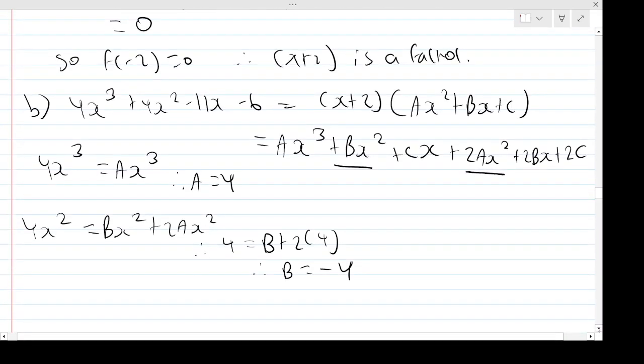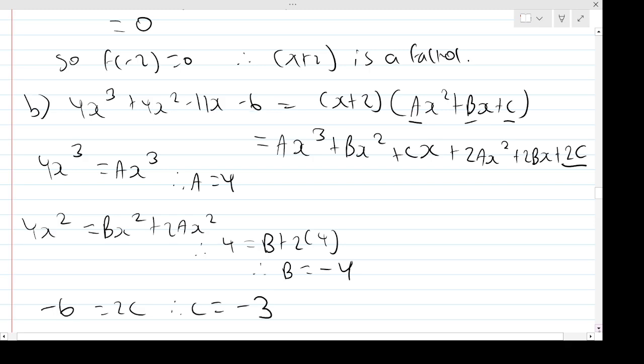Cool. Then lastly, we found a and b, we need to find c. Well, you can compare minus 11x and compare the x terms. We have cx and 2bx. However, it's quicker to just compare the number at the end, right? So minus 6 is equal to the number at the end here, which is just 2c. And then simply c is minus 3 if I divide by 2.